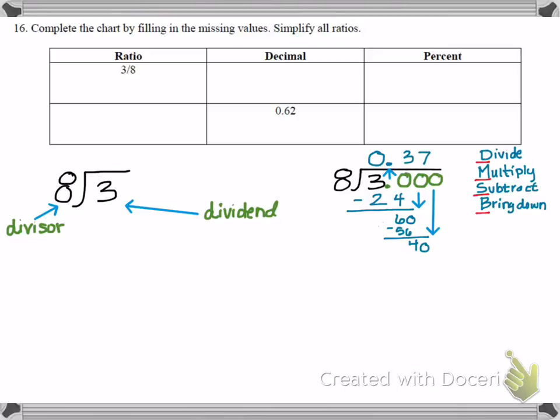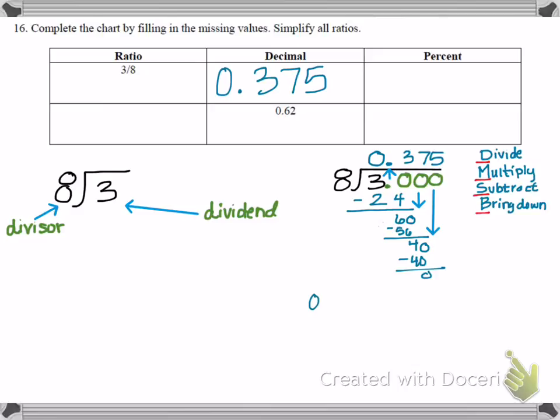Now I start the 4-step process again. 40 divided by 8 is 5. 5 times 8 is 40. And when I subtract and get 0, I know that my division is complete. So the decimal equivalent to 3/8 is 0.375, or 375 thousandths.